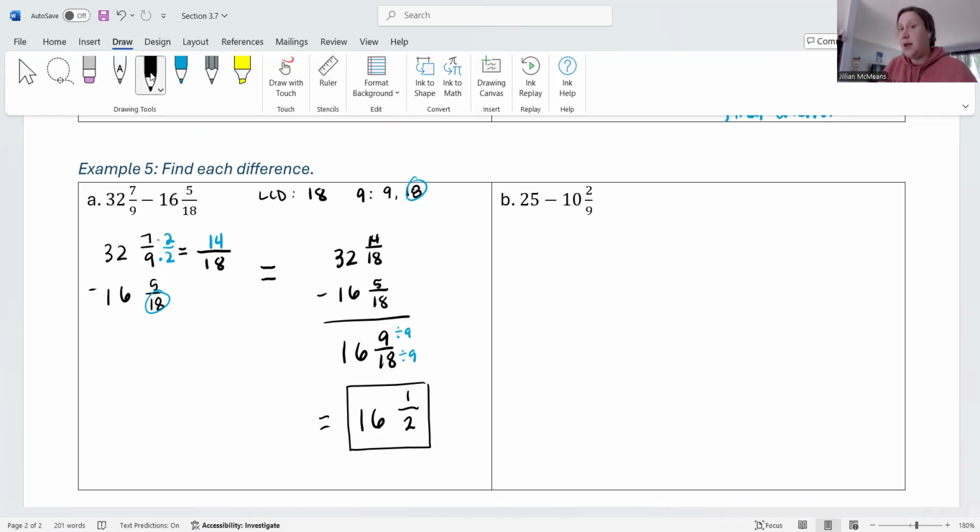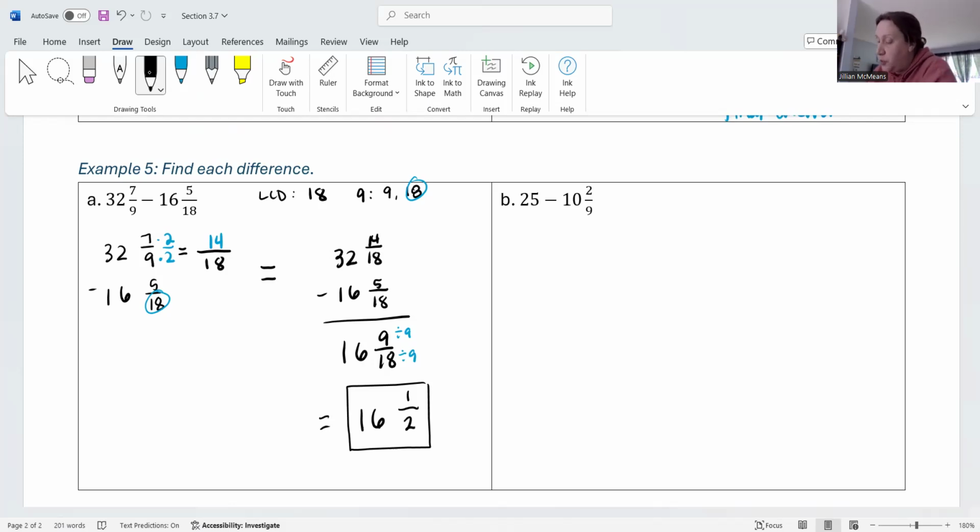Now, this one, part A, was pretty easy because we didn't have to do what is called borrowing. If you go back to the very beginning of this course where we were adding, subtracting, multiplying, and dividing whole numbers, with subtraction we had situations where we have to borrow. The same thing can happen with mixed numbers. If you keep the mixed number form and you add or subtract the mixed number or the whole number and the fraction, sometimes you have to borrow. So let's see what that looks like.